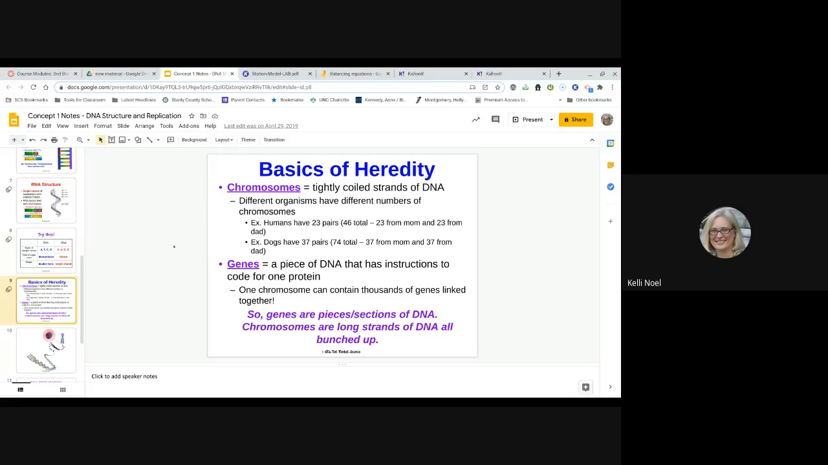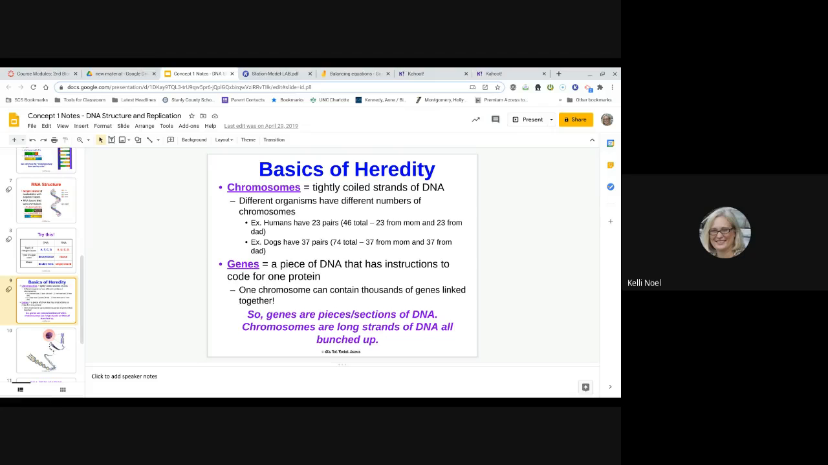This is going to lead us into our study of genetics. So we need to understand chromosomes. We've mentioned them in the cell cycle. Chromosomes are tightly coiled strands of DNA. We only see them as chromosomes in the cell cycle. We have 23 pairs in humans, or a total of 46 individual chromosomes. You get 23 from mom, you get 23 from dad. They give you an example up here for dogs. Dogs have 37 pairs, so you have 74 total. You get 37 from mom, 37 from dad. So different organisms have a different total number.